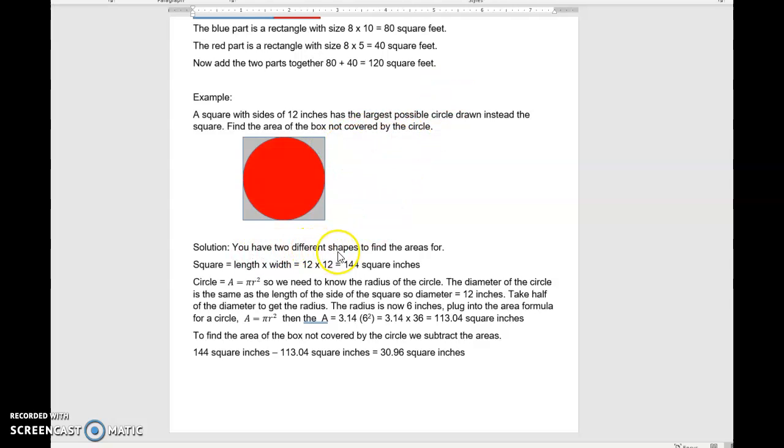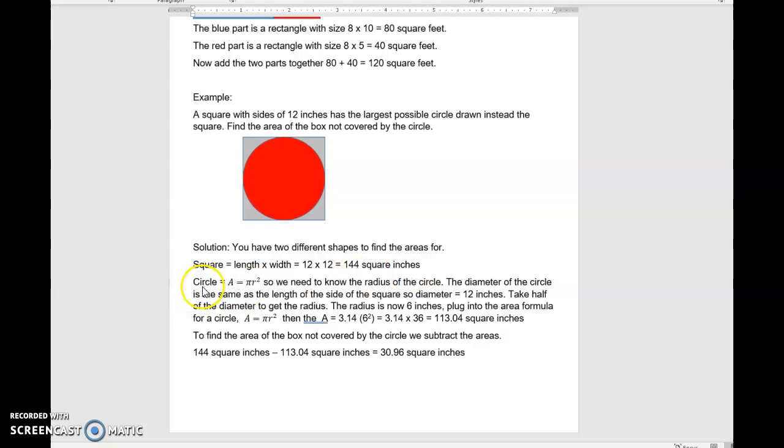So our solution is we have 2 different shapes to find the areas for. Now the square is not that difficult. It's length times width, or length squared, however you want to refer to it as far as your formula. But it's going to be 12 by 12 because our square was 12 inches on one side, and we know that a square has all sides equal. So that gives me 144 square inches.